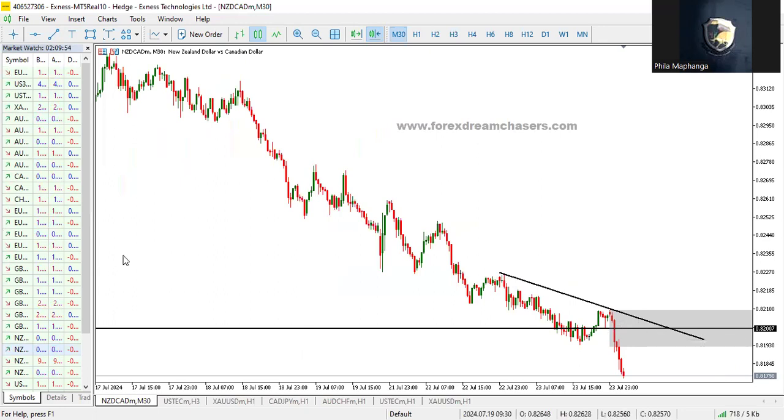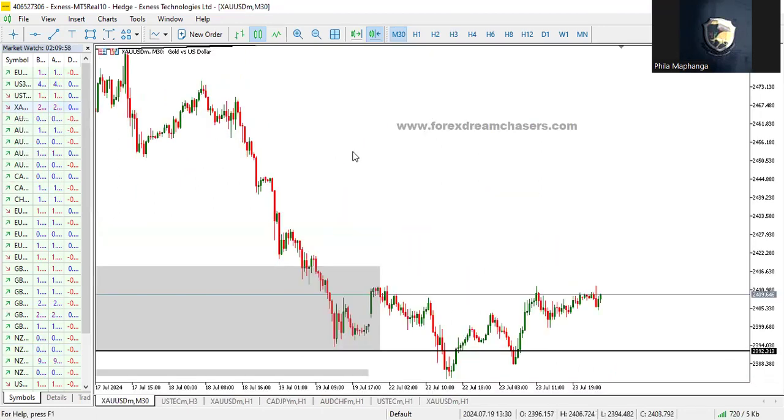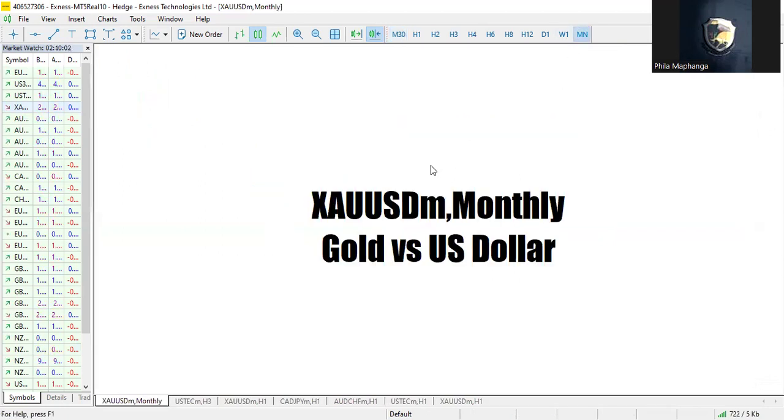Now, we will move to gold. Let's check gold. We will do the same thing with gold. Just start from the higher time frame. Do not forget to start from the higher time frame. Whatever you do, start from the higher time frame.